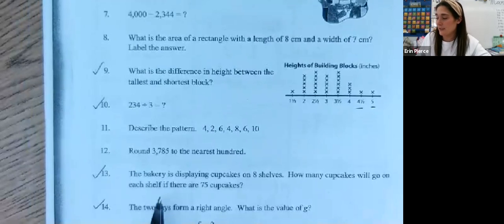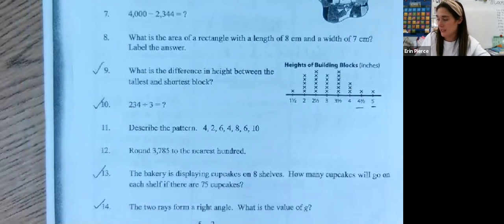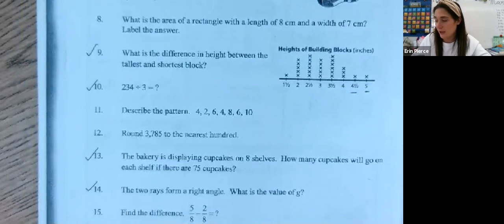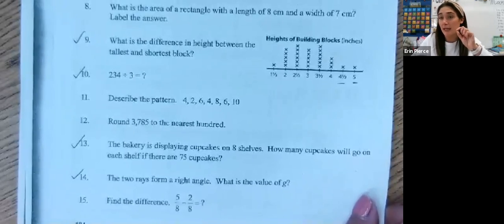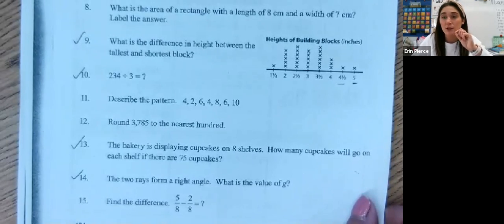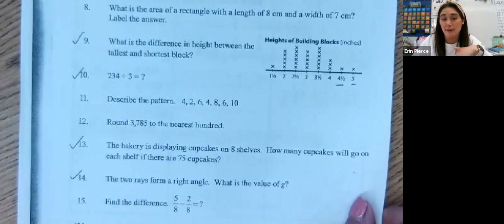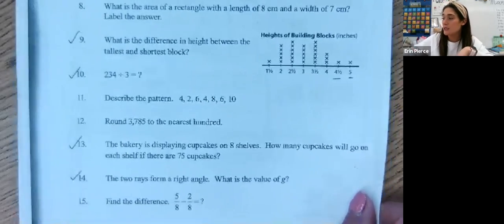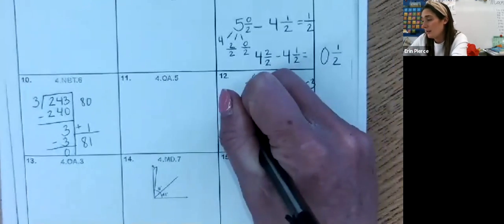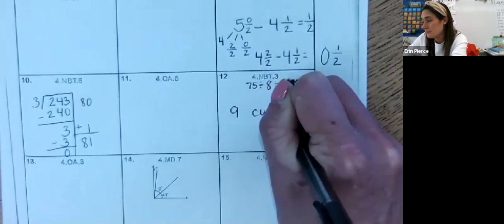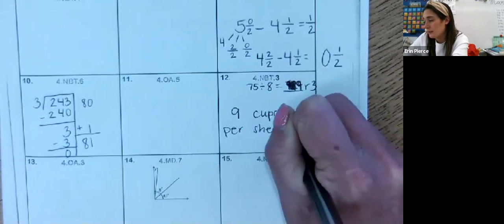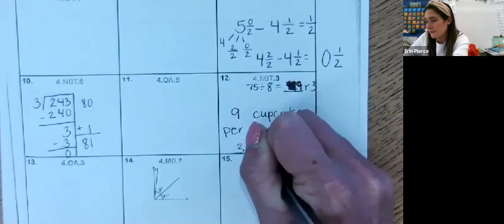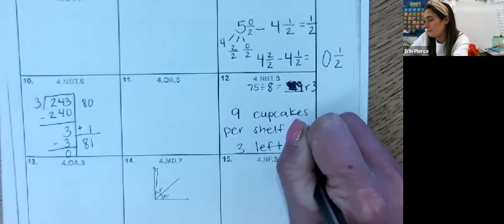So let's go back to the original question. The bakery is displaying cupcakes on 8 shelves. How many cupcakes will go on each shelf if there are 75 cupcakes? So can we split up cupcakes? No, because the bakery doesn't want to lose any cupcakes, and they only have 8 shelves. So they would have 9 cupcakes per shelf with 3 left over.